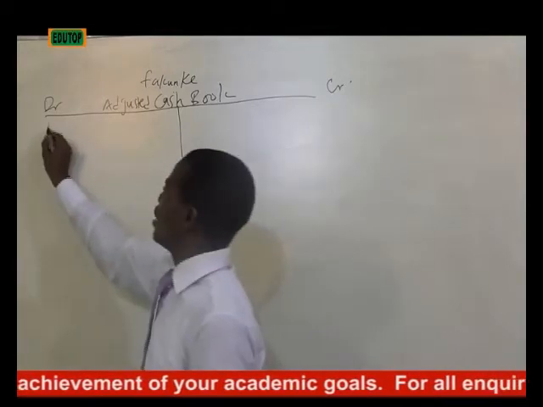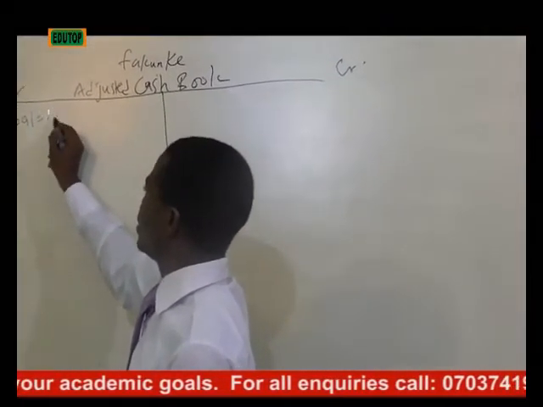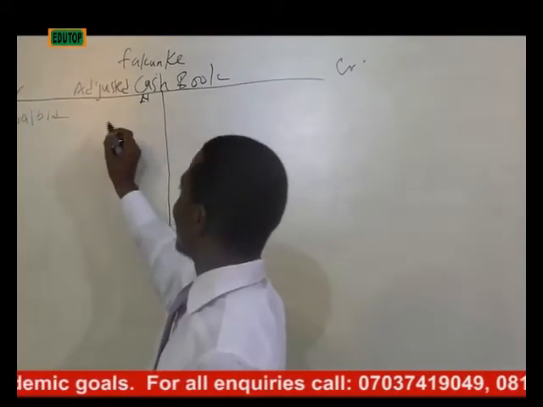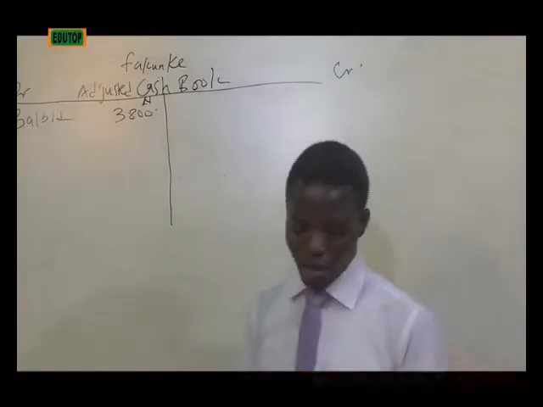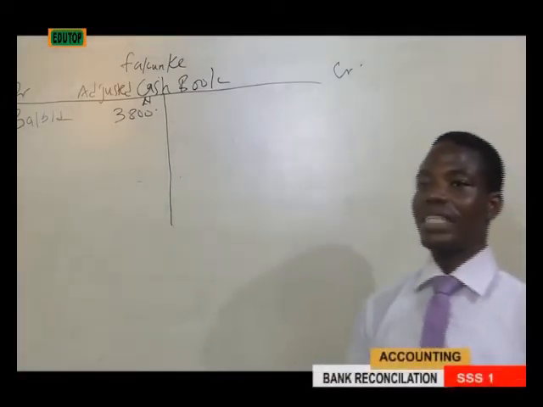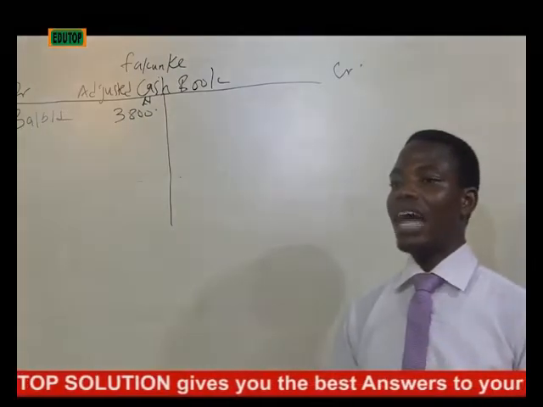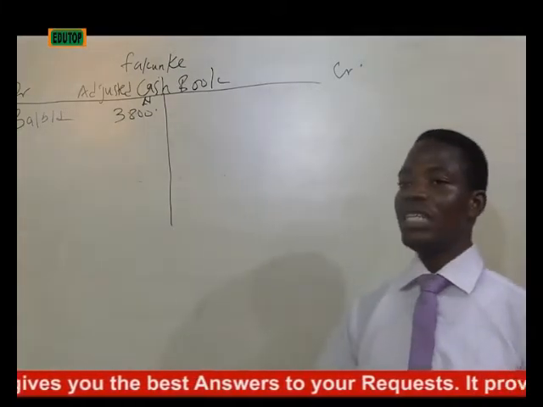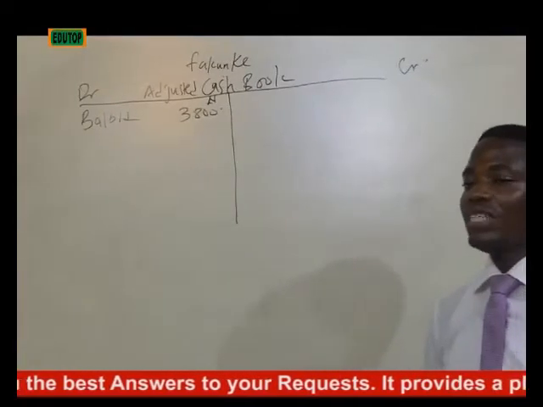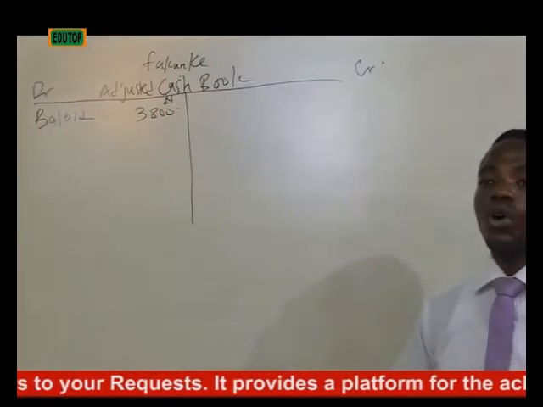You just write balance b/d. How much is that? 3,800. So that is that. So I told you the other time that for your bank statement, at the end of the day, you will be given the bank balance in the question, so that you cross-check whether you get it or not.